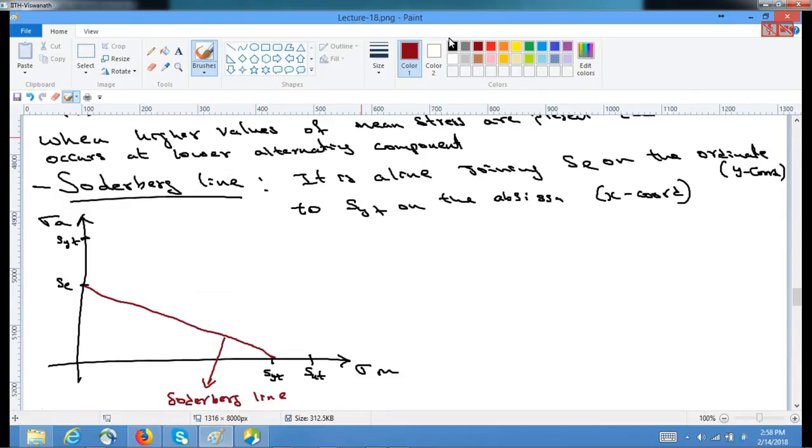And your failure points would be distributed all over. Something like that. These are the actual observed failure points. So this line is the Soderbergh line. This Soderbergh line is the line joining SC on the ordinate and SYT on the abscissa.